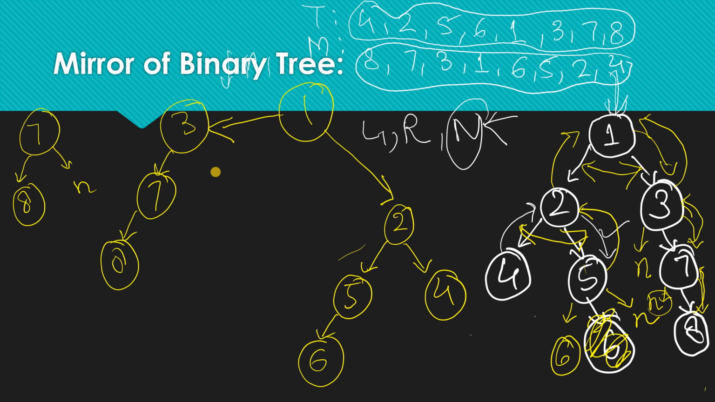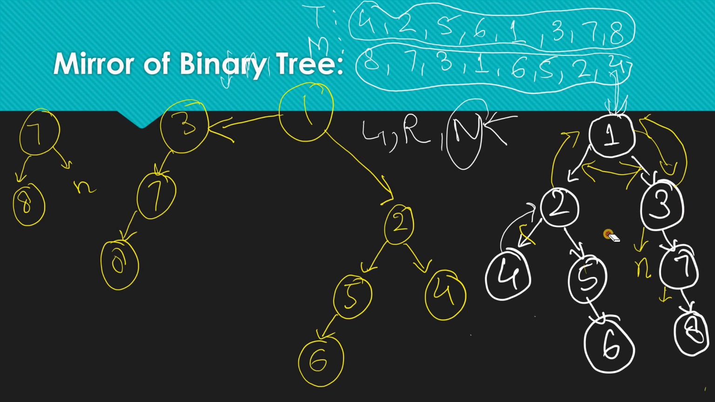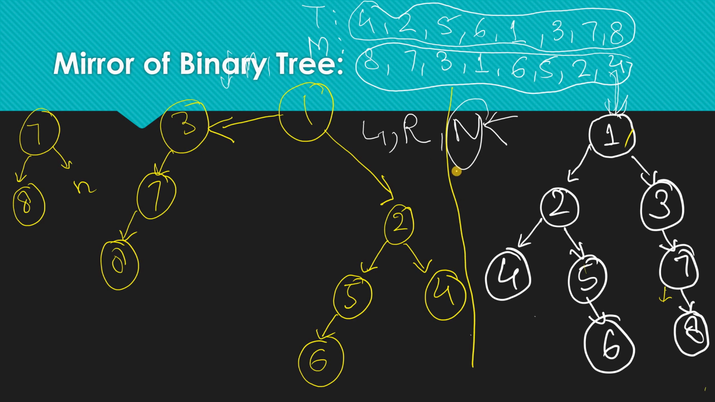So this is how our final tree will look, and if you see closely, it is a mirror image, right? Okay, so now I think you understood. We have to apply the post order traversal, and at the position where we were printing the node, other than printing, we have to swap the left and the right node.